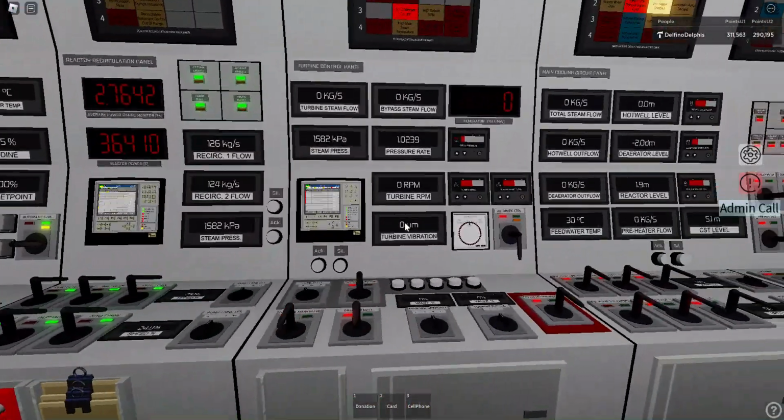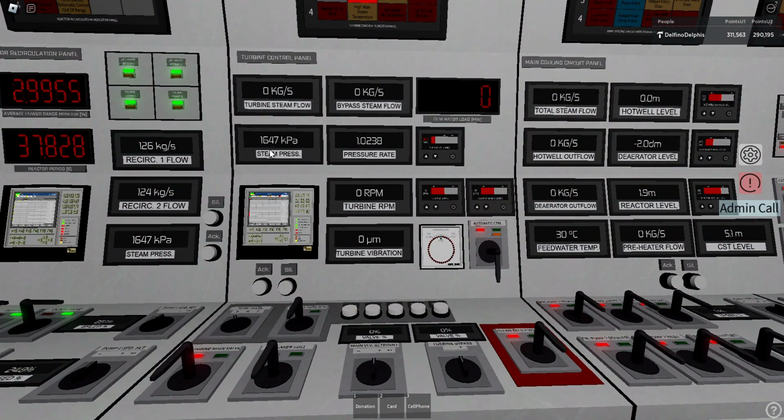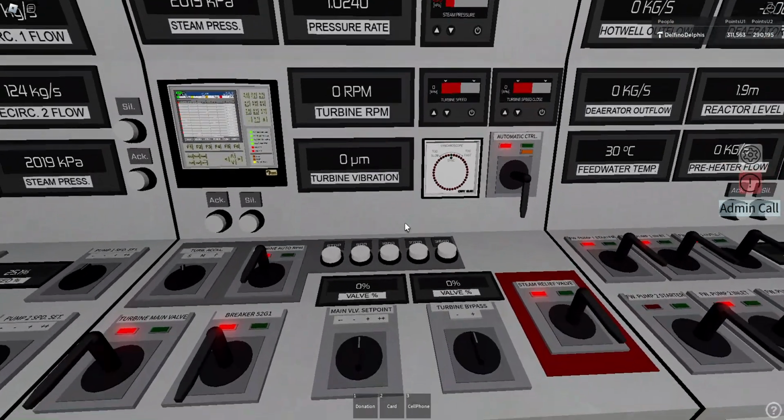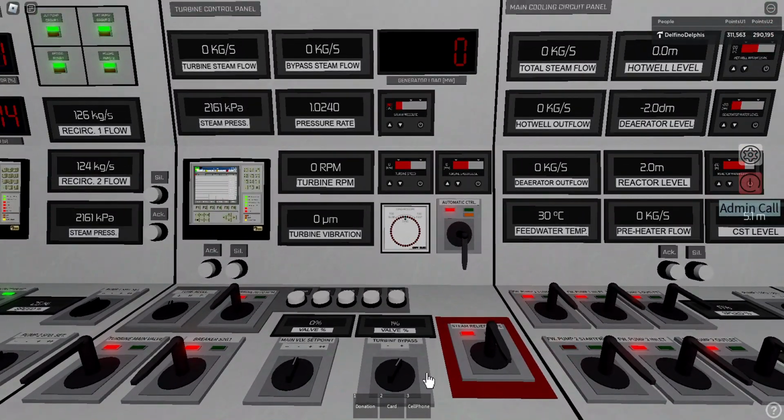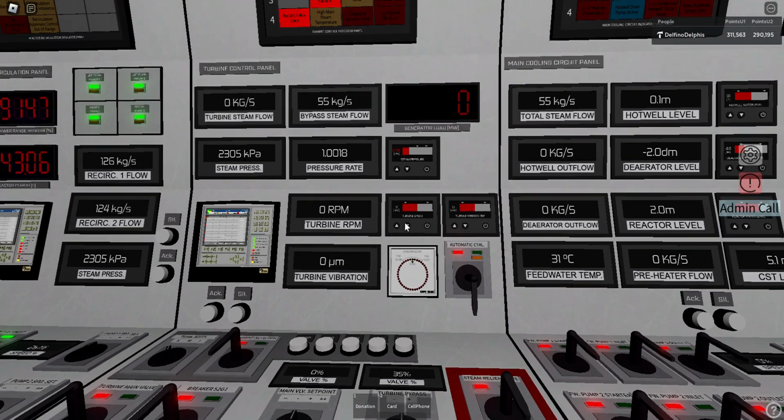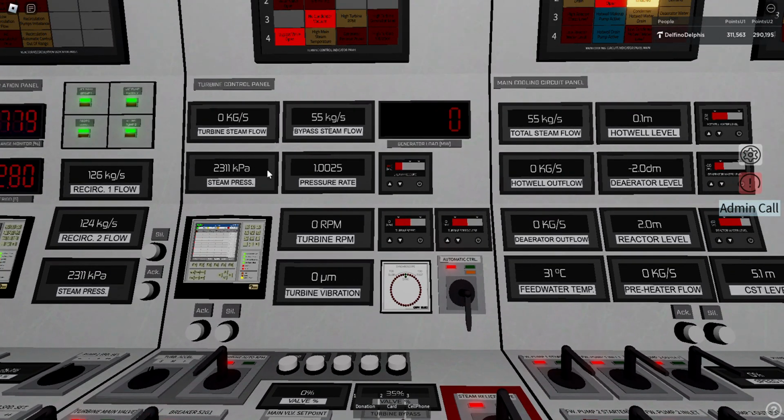Let's see how our pressure looks like. Okay, it's rising. So what can we do with this rising pressure? Because now we are not letting it out anywhere, so it will just start building until it explodes. Yes. So on the turbine panel you have this bypass valve. It's this one. If I open the bypass valve, you can see there is bypass steam flow, and this opens a hole through which the steam goes out of the reactor.